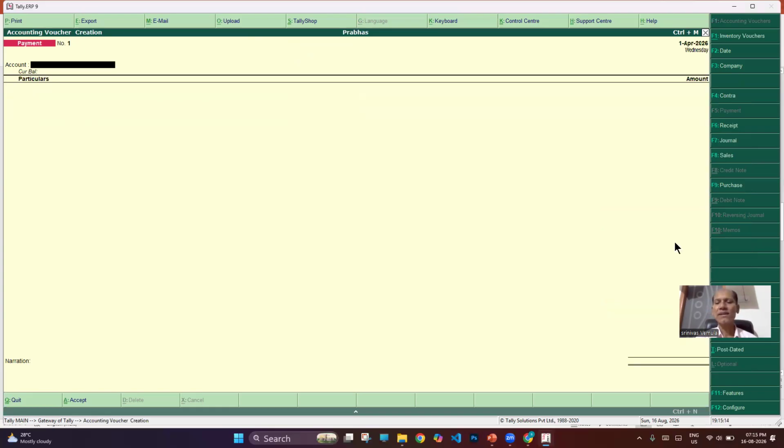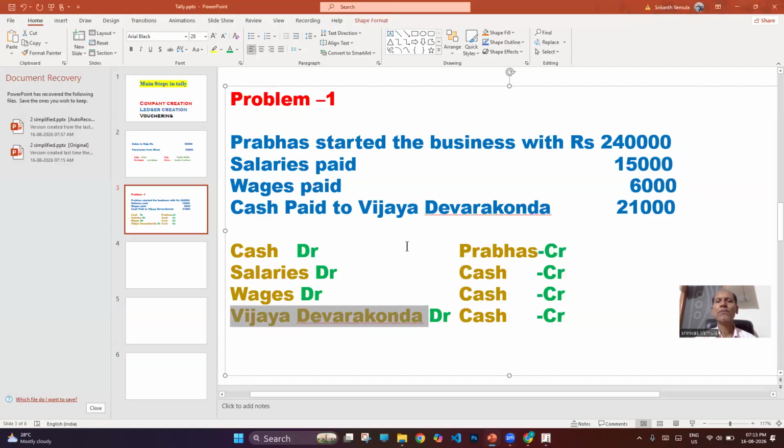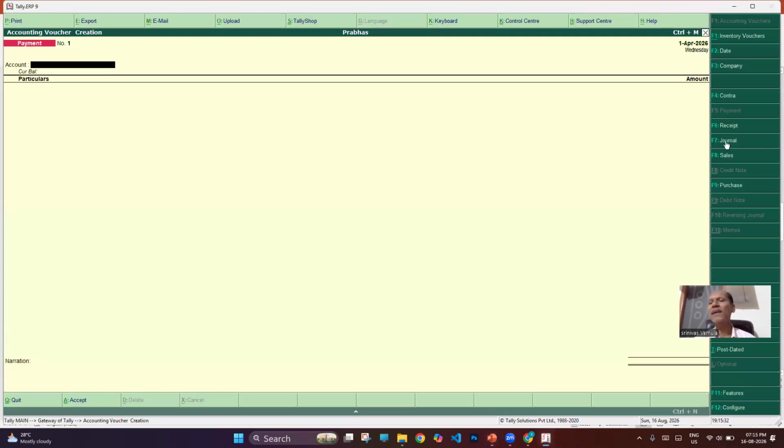See the first transaction. Prabhas started the business with rupees 2,40,000. So this is the receipt because we are receiving the amount from Prabhas. So we have to select receipt in this. Now the receipt voucher is selected.